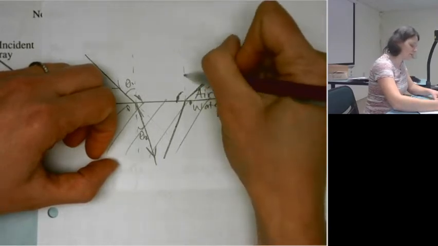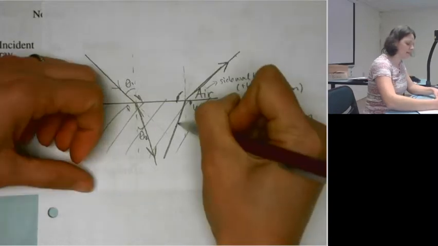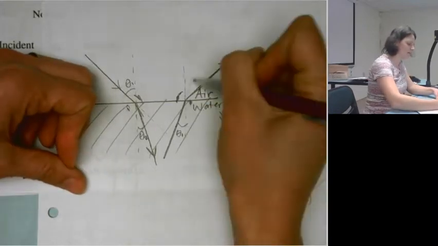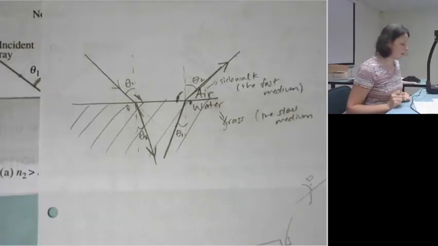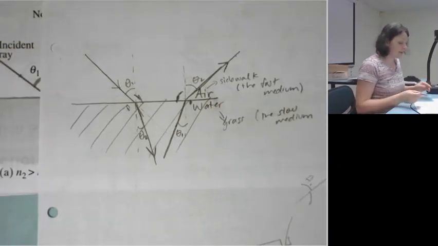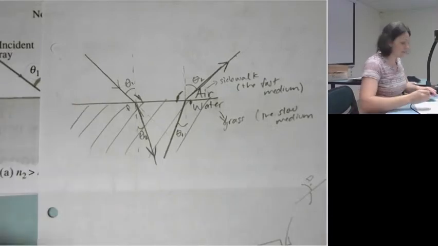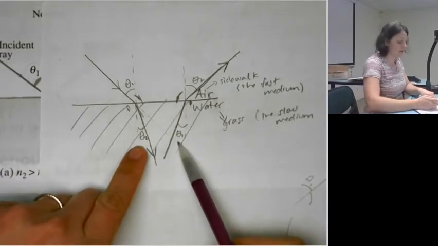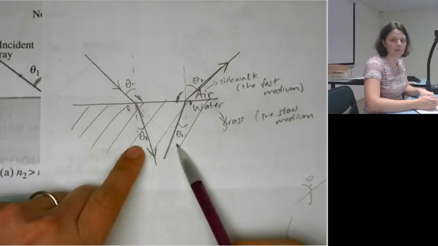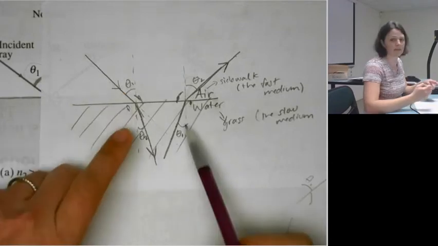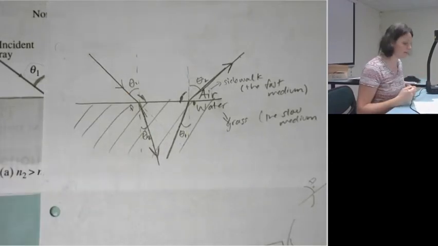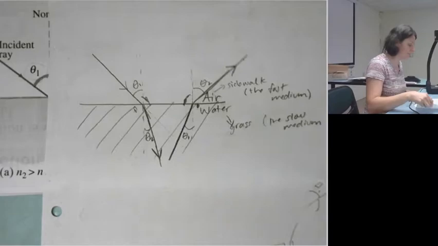And if I draw in my normals, I can see that theta 1 and theta 2 look like that. Another thing, just looking at these two things while they're right next to each other, is that the angle that is in the slower medium is always the smaller one. The angle that is in the faster medium is always the bigger one. So that's another way to develop some intuition for what this will look like.